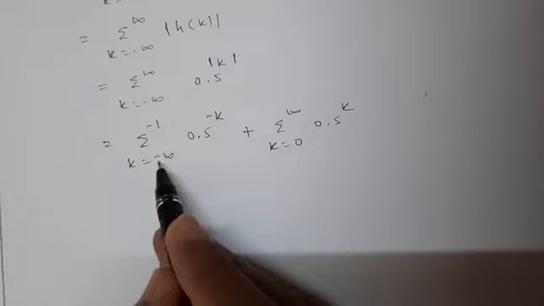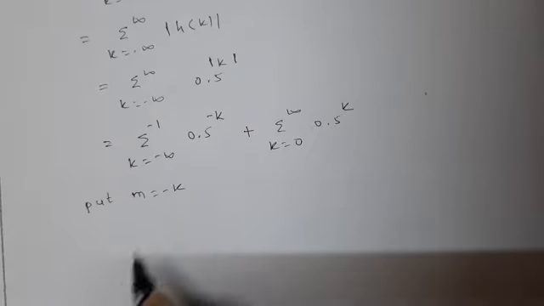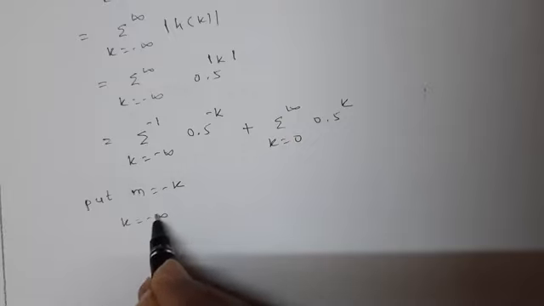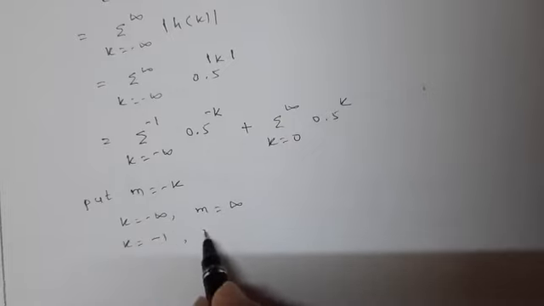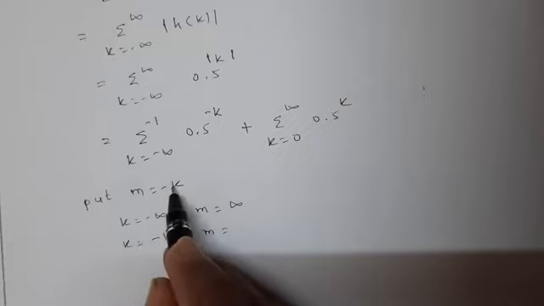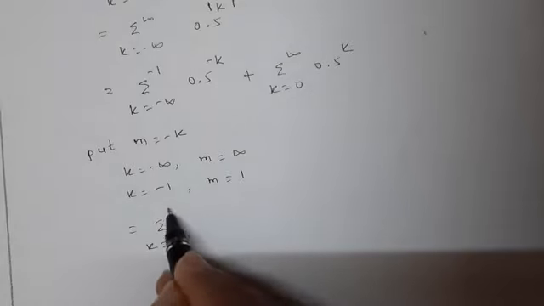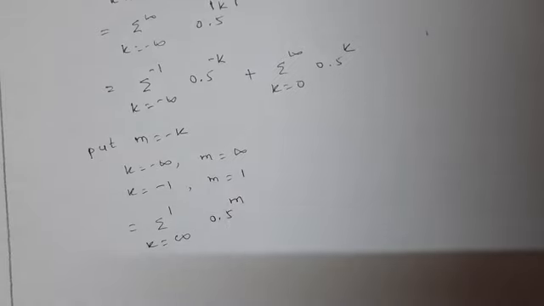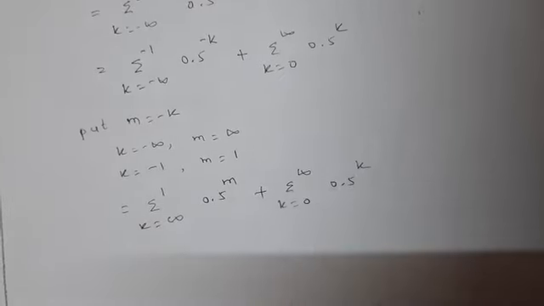Since you don't have any formula with negative signs, only on the left side put m equal to minus k, a dummy variable. So the limits: k equal to minus infinity means m equal to plus infinity, and k equal to minus 1 means m equal to minus of minus 1, plus 1. So what you have is summation k equal to plus infinity to plus 1, 0.5 to the power m, where m is equal to minus k, plus the right hand side, summation k equal to 0 to infinity, 0.5 to the power k as it is.